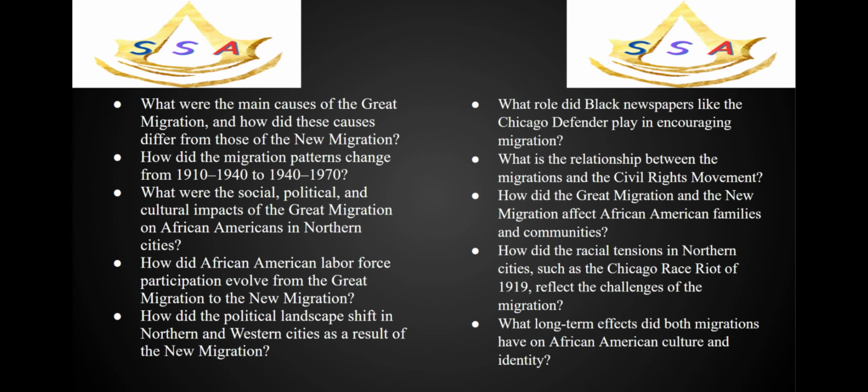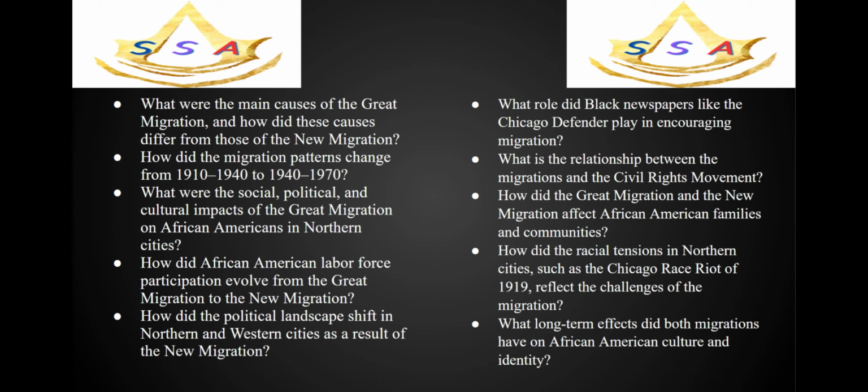So when it comes down to the questions that I have up here in front, the questions overall that we must look forward to and answer are: on one hand, what were the main causes of the Great Migration, and how do these causes differ from those of the New Migration? How did the migration patterns change from 1910 to 1940 and from 1940 to 1970? And what were the social, political, and cultural impacts of the Great Migration on African Americans in northern cities?